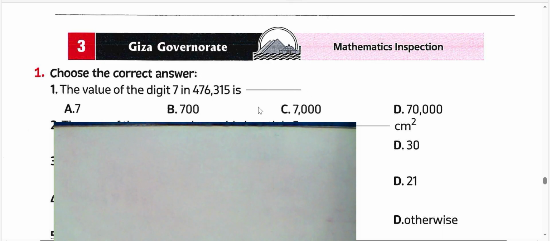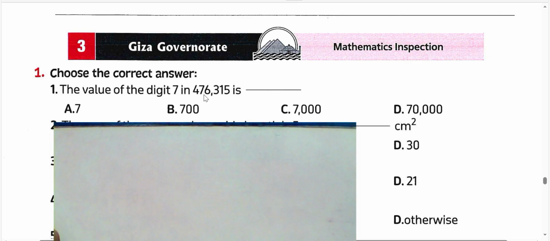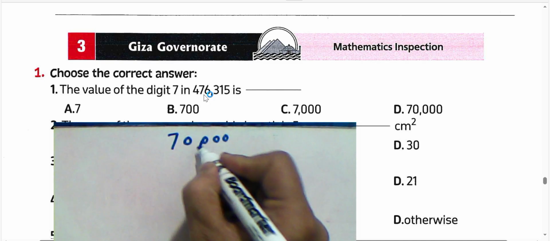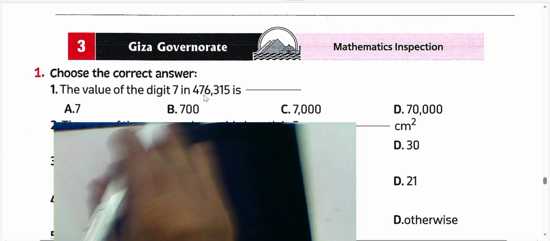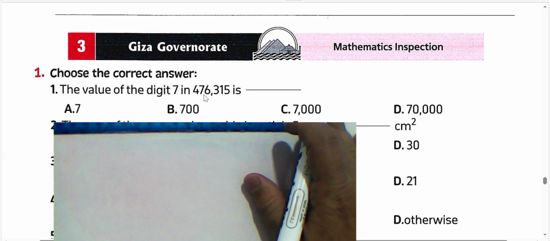Choose letter D. We have how many digits after 7? We have 4 digits. So put 4 zeros on the right-hand side of 7. The result will be 70,000. Okay. Next question.